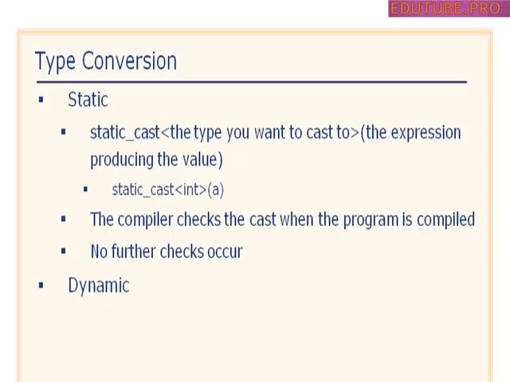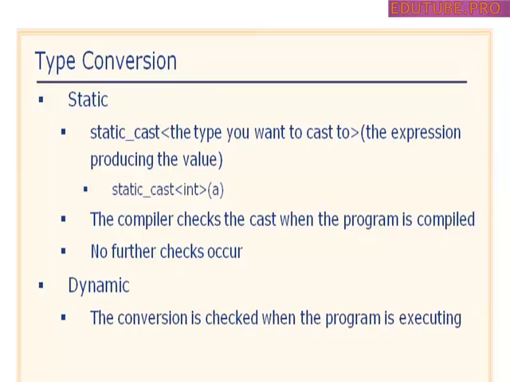Then there's dynamic conversion or dynamic casting, and with dynamic casting the conversion is actually checked when the program is executing. Now a lot of times this is considered maybe a little more safe, it's a little more convenient to do static, but then don't just leave it there. There's lots of other reasons and situations when you want to use static over dynamic, but for now just understand the difference between these two.